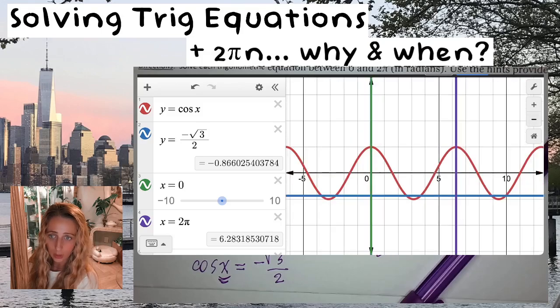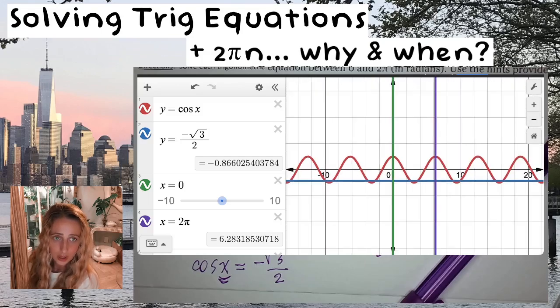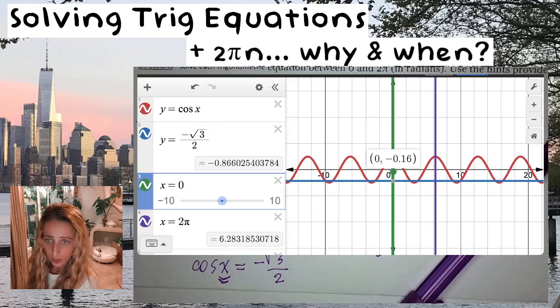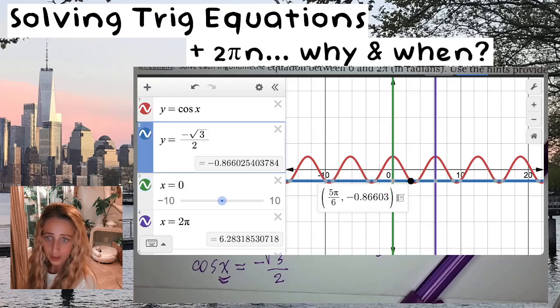If I zoom out, you're going to see I have an infinite number of graphs going forever and ever, right? So 0 is where the green is. This is my y-axis. And I'm only looking for the answers between that and the purple, 2 pi. If I go back over here and click on my graph again, there it is, 5 pi over 6 and 7 pi over 6 for my answers.